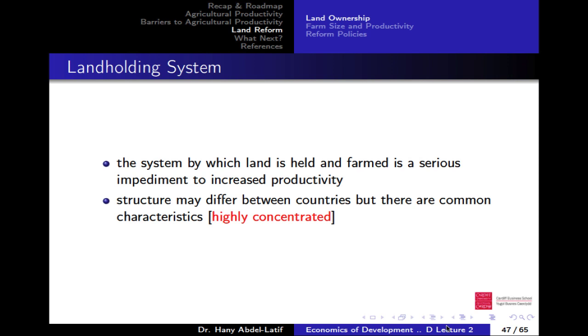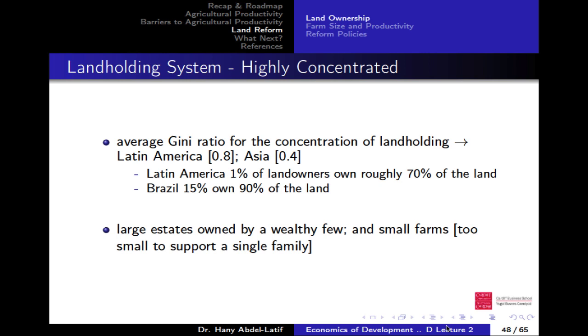rural societies. One common characteristic across different countries is the high concentration of land. There's a debate here, and I would really like you to read more about this debate because there's no clear-cut answer. But I'll tell you some aspects of this debate.